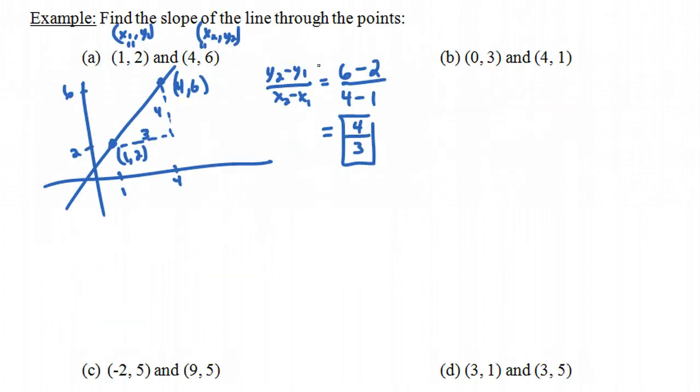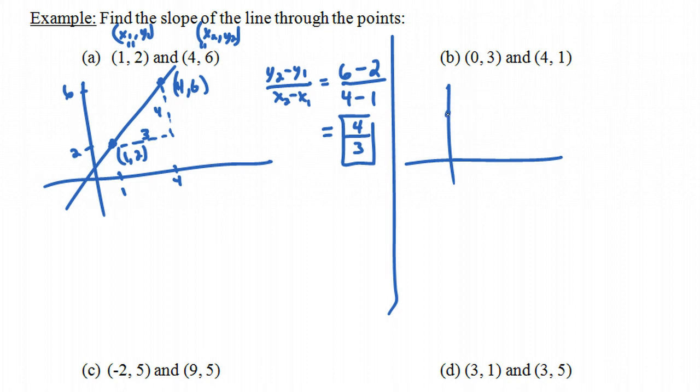Now, the reason I'm going to do four examples is each of these examples is going to illustrate something different about slope. This next example, (0, 3), is right here, and (4, 1) would be about right here.